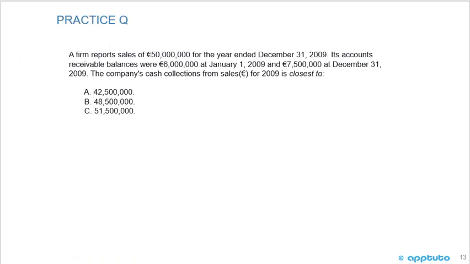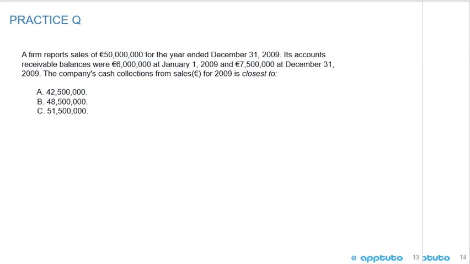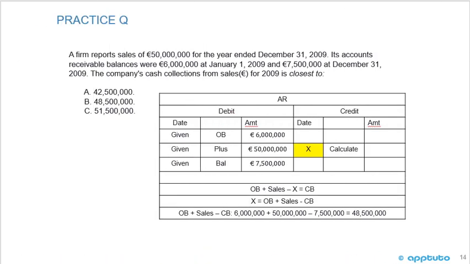Another quick practice question. A firm reports sales of 50 million euros for the year ended December 31st, 2009. Its accounts receivable balances were 6 million euros at January 1st, 2009 and 7,500,000 euros at December 31st, 2009. The company's cash collections from sales in euros for 2009 is closest to A, 42,500,000, B, 48,500,000, or C, 51,500,000. By now, hopefully these questions are getting easier.